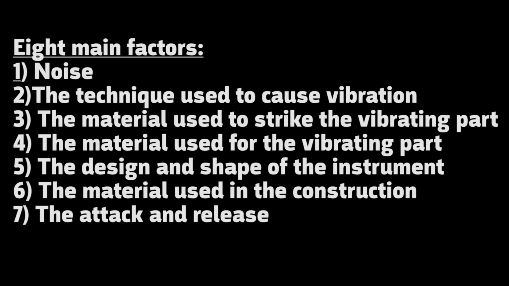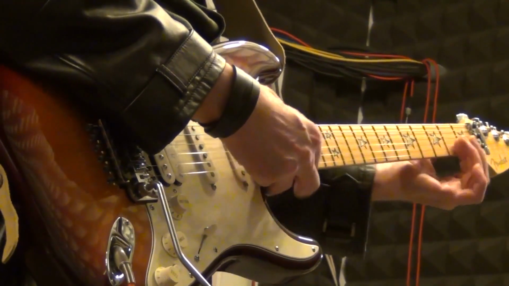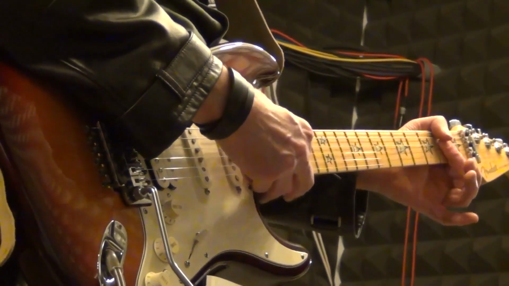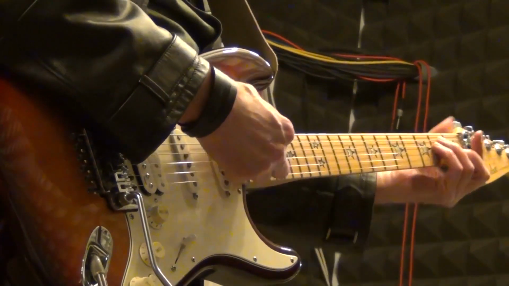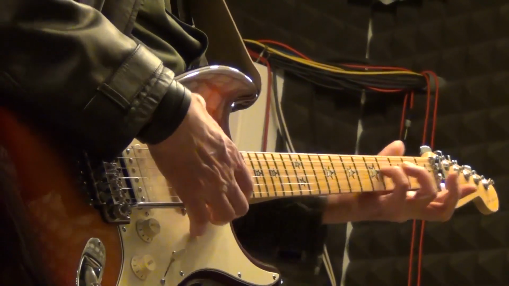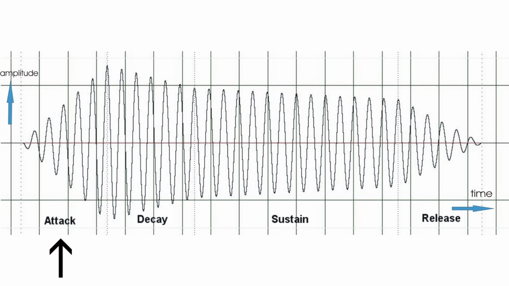The attack and release of an instrument's sound. A large part of the particular timbre of an instrument is recognizable by the attack and release of the instrument's sound, not the sustained middle part of the sound. The attack is the very first part of an instrument's sound, usually defined in microseconds, while the release is how the instrument's sound diminishes until it is finally silent.